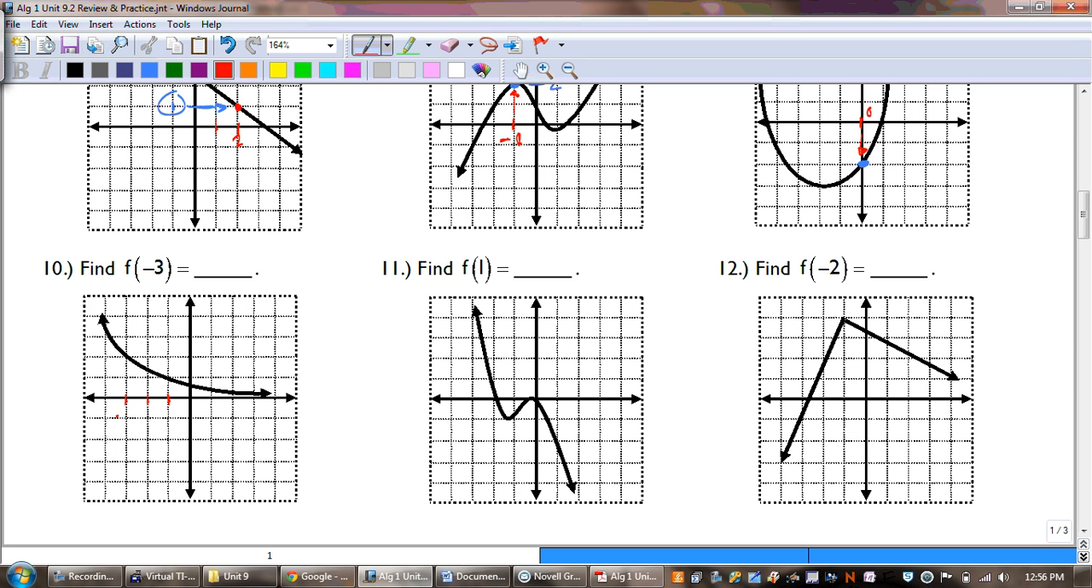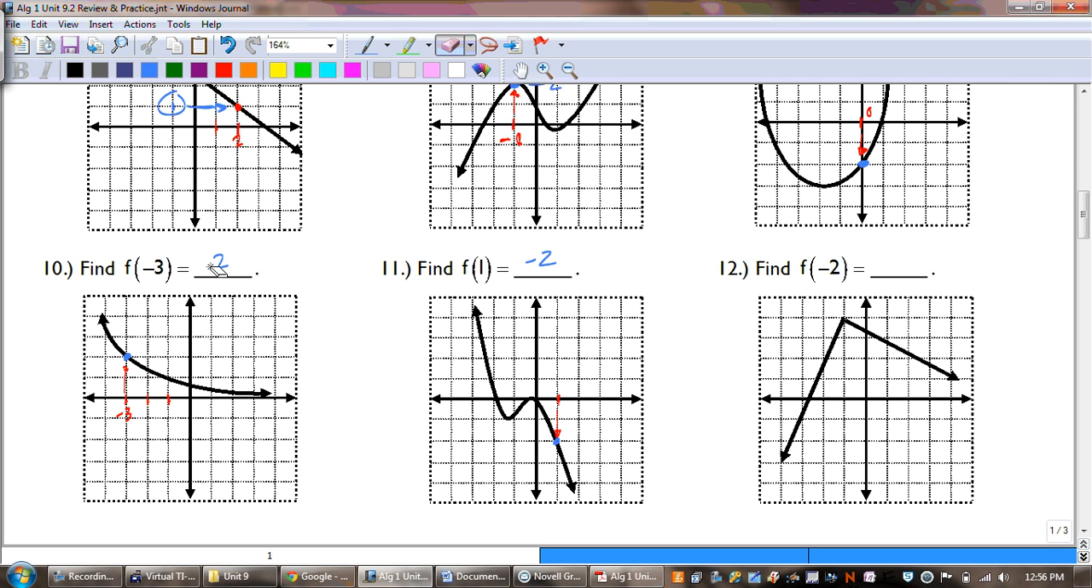For 10, I'm at negative 3. I'm going up, and that is at the point negative 2. Okay. Next one, we're going to 1, which is to the right. And I'm going down, and that is at, oh, once again, that's at negative 2.